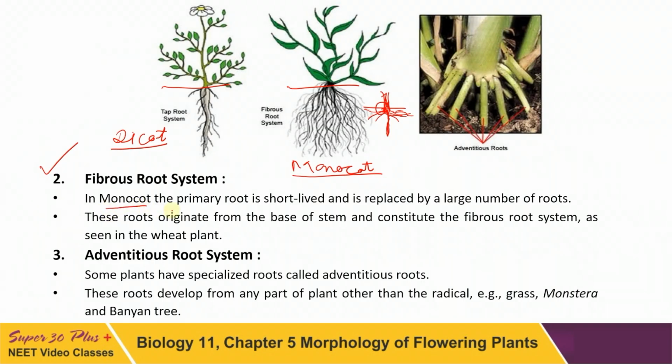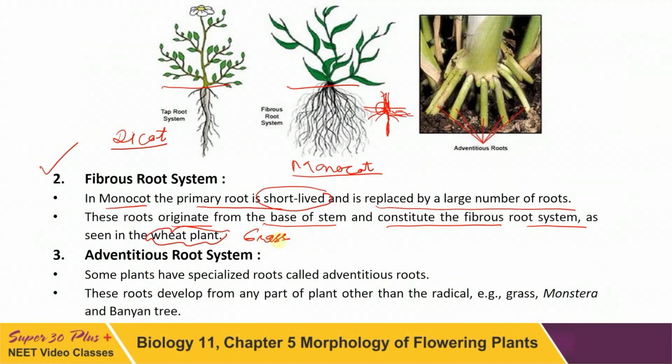In monocots, the primary root is short-lived. Important point, it is replaced by a large number of roots, and these roots originate from the base of the stem, and they constitute the fibrous root system, as found in most monocot plants. For example, this is a wheat plant, or it may be any type of grass.